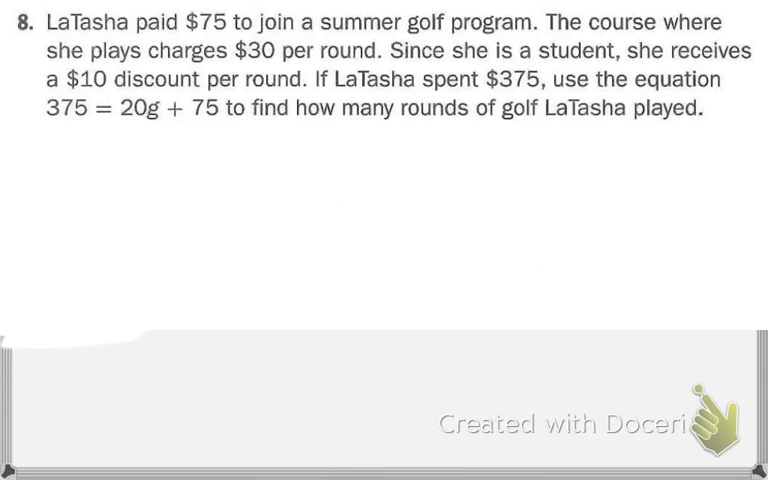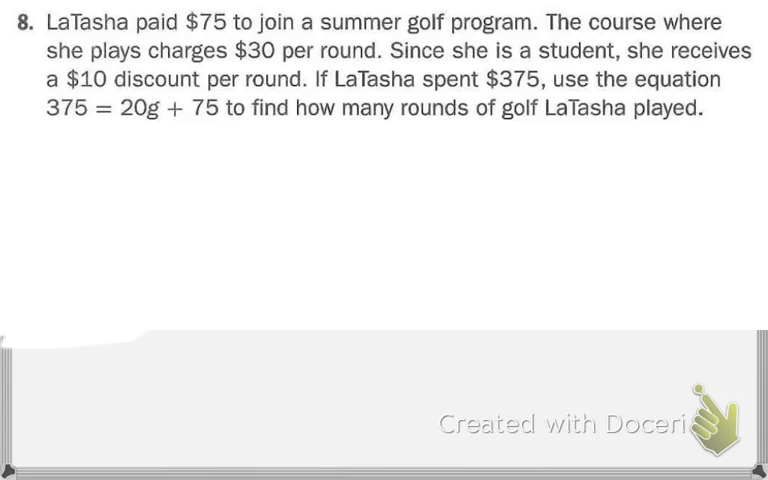Now, they gave us the equation, so the word problem is a bit of a distraction if you have the equation, but I want to make sure you understand where these equations come from. Tasha paid $75 to join a summer golf program. That's like a registration fee. You only pay that once, but it adds to your cost. So because it only happens once, you don't multiply by anything, but it's plus, so plus 75.